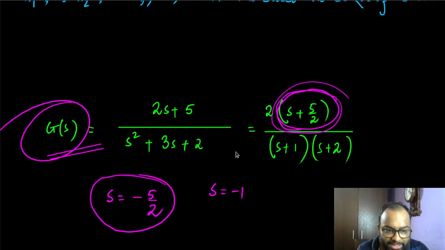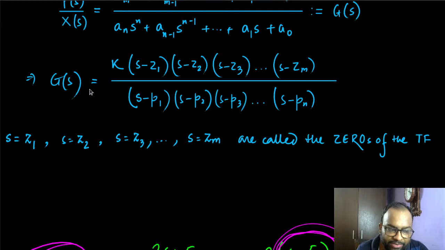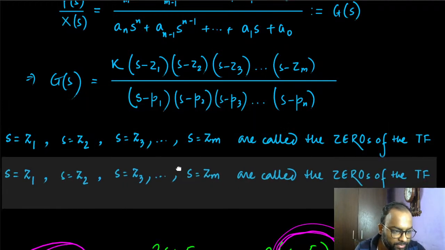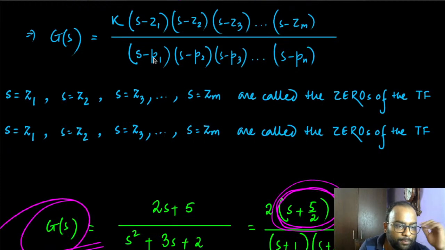If I put s equal to -1, I get an infinity for G(s), right? If I similarly put s equal to -2, I once again get an infinity. So for whatever values I get an infinity for the transfer function, we call them poles of the transfer function. So we know if I put s equal to p1, p2, p3, up to pn, any of these values, then this becomes infinity.